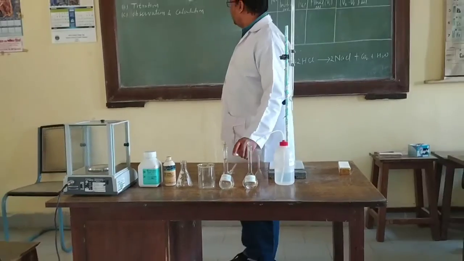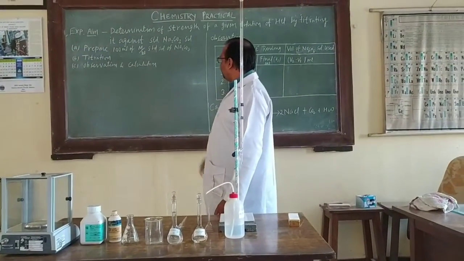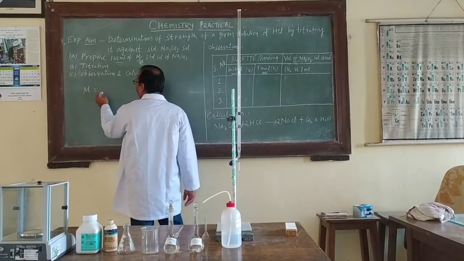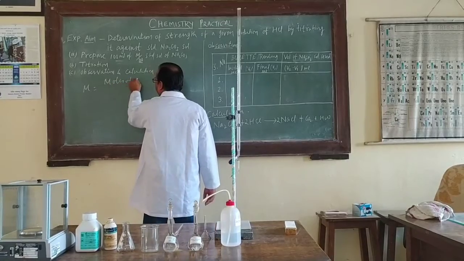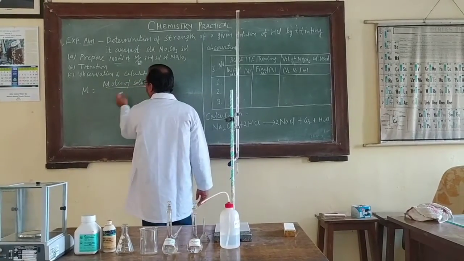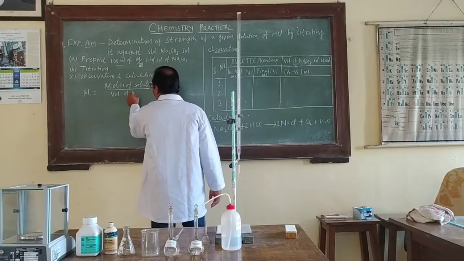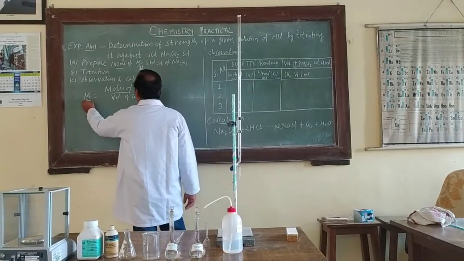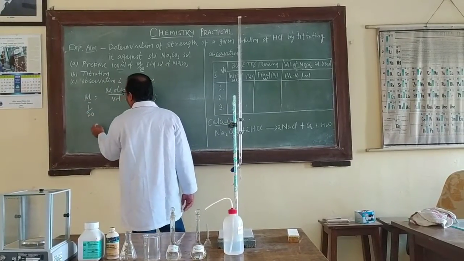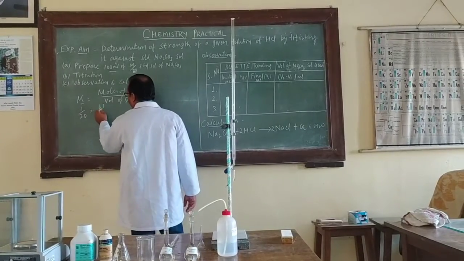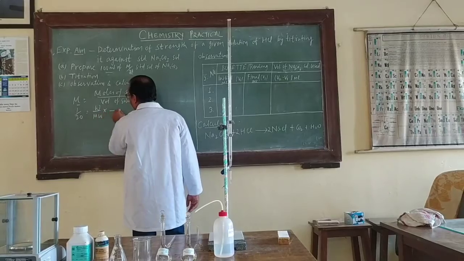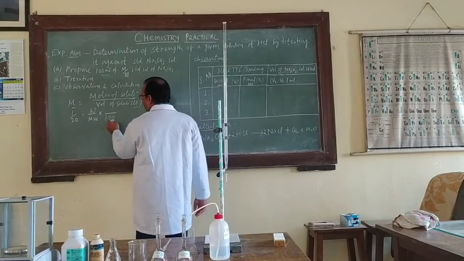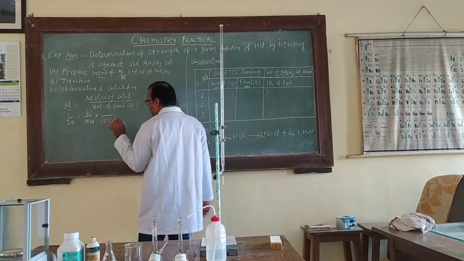Now, first we prepare 100 ml of M/20 standard solution of sodium carbonate. We use the molarity formula. The molarity is equal to moles of solute divided by volume of solution in liters. Now we have to prepare a 1/20 molar solution. Moles of solute is equal to weight upon molar weight into volume. We prepare 100 ml, and this is given in liters, so we convert it into liters by dividing by 1000.